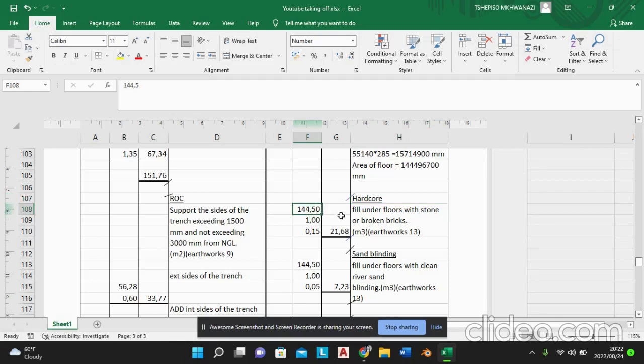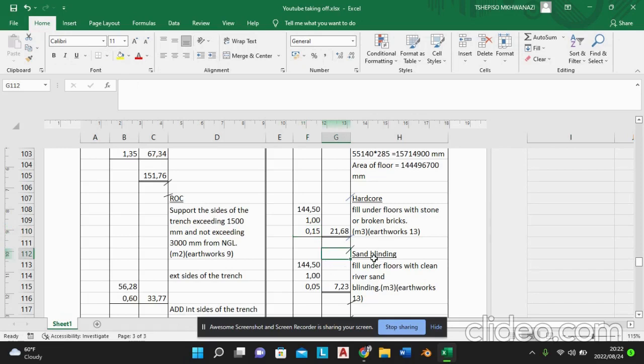And then remember, we have to show the hardcore is measured in meters squared. It's from SX13. We fill the underfloor with stones or broken bricks, and then we just take our area and multiply by the thickness. The thickness is this one. Remember, we also have to show this thing is the volume, so we'll just multiply by 1, and then we multiply by the thickness. This is our width, and then this is our thickness. The thickness is always the last one. The thickness or depth of the hardcore is always the last one, and then you get this one. Let me just underline this so things can be easy.